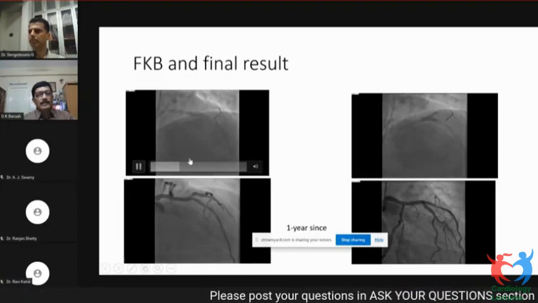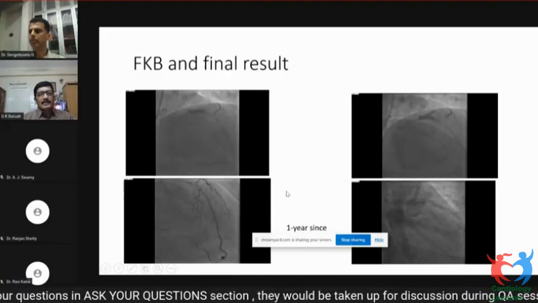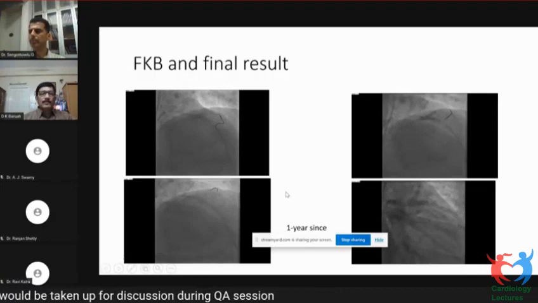Finally, this gentleman is 1 year since then. He's doing well. 6 months follow-up treadmill was negative. He's asymptomatic. I hope down the line he will do well.